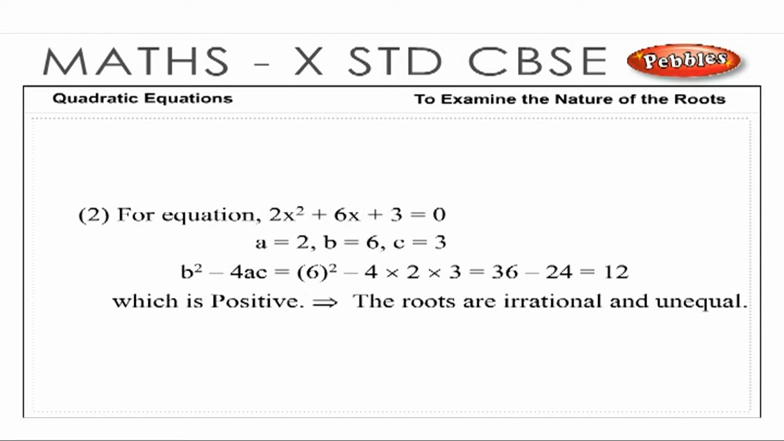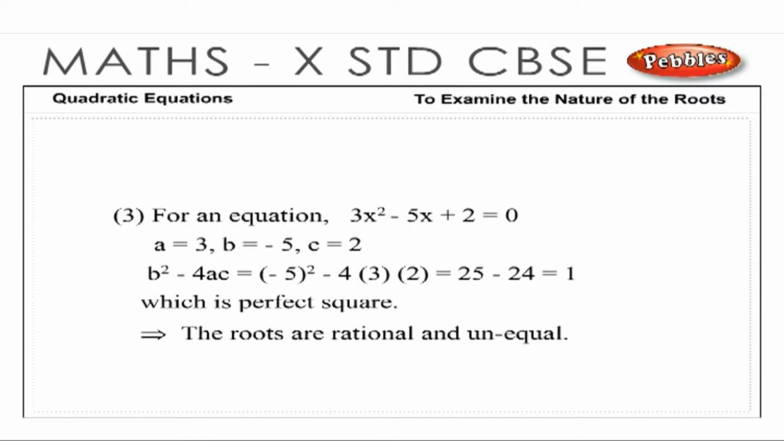Second, for the equation 2x square plus 6x plus 3 is equal to 0, a is equal to 2, b is equal to 6 and c is equal to 3. b square minus 4ac is equal to 6 square minus 4 into 2 into 3, which is equal to 36 minus 24, which is equal to 12, which is positive. This implies the roots are irrational and unequal.